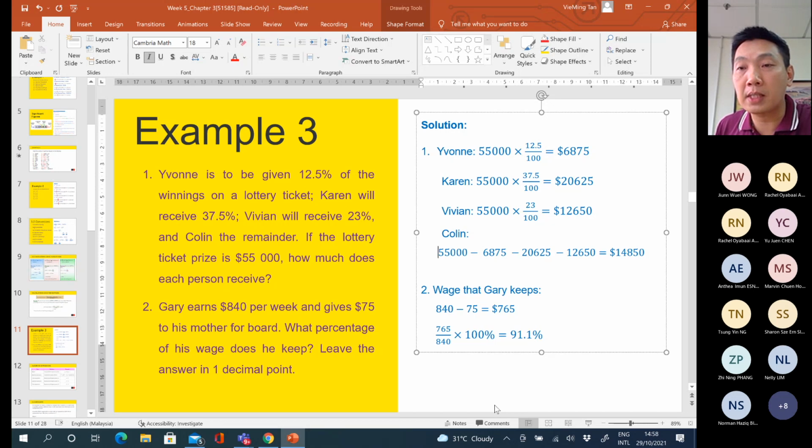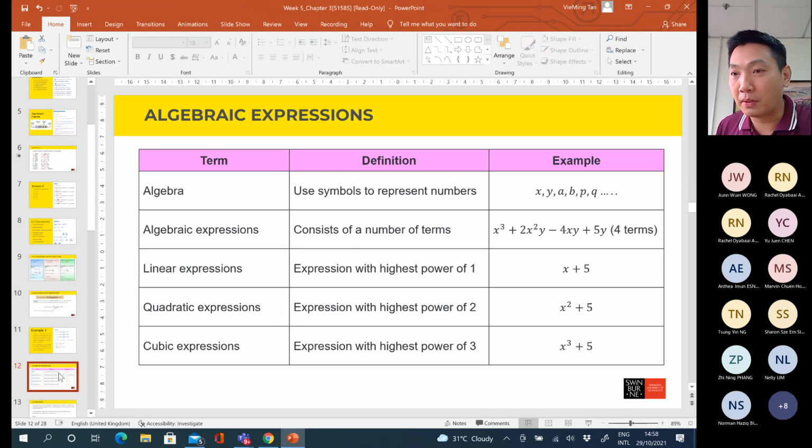So it's 91.1%. So that means 91.1% will be kept by Gary, and the remaining 8.9% will be given to his mother. That is using 100 minus 91.1, I'll get 8.9% will be for the mother. Next. We have 1 hour.